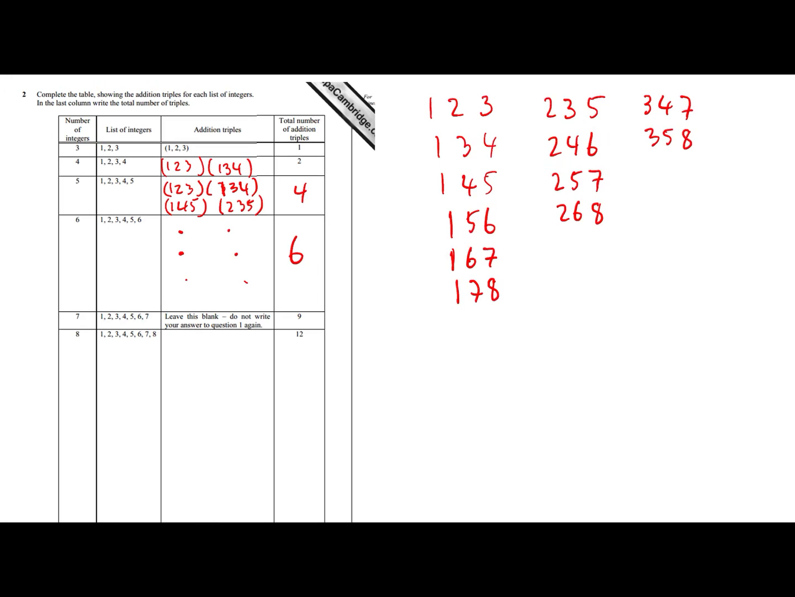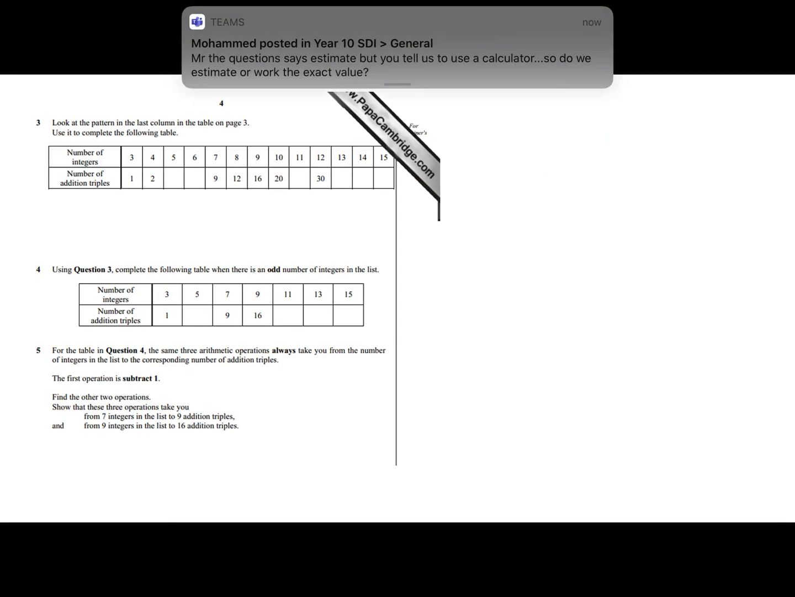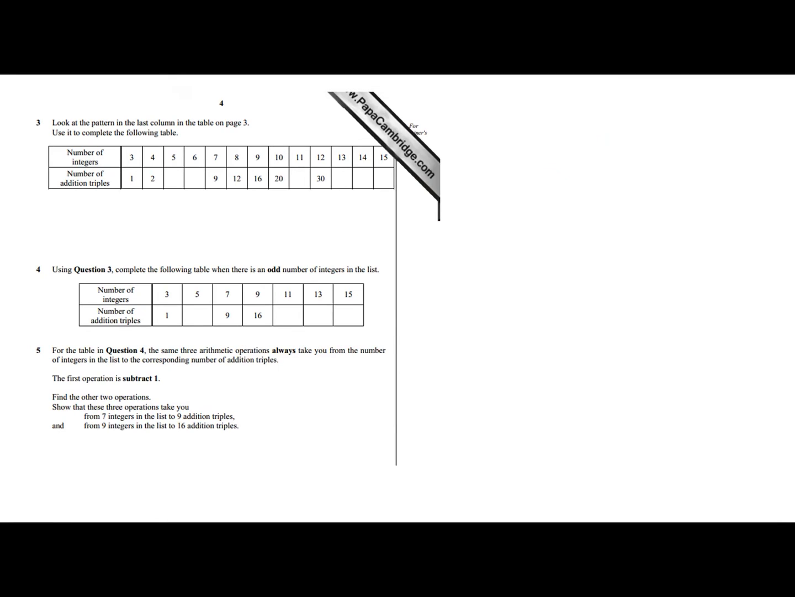And can we do any for 4? No, because if we do 4, 5, that will already be 9. So we can't. So that must be all of them. 1, 2, 3, 4, 5, 6, 7, 8, 9, 10, 11, 12. And I know that's right because I'm already told there's 12 of them. Okay? So lots of clues within the question to tell you how to do it.